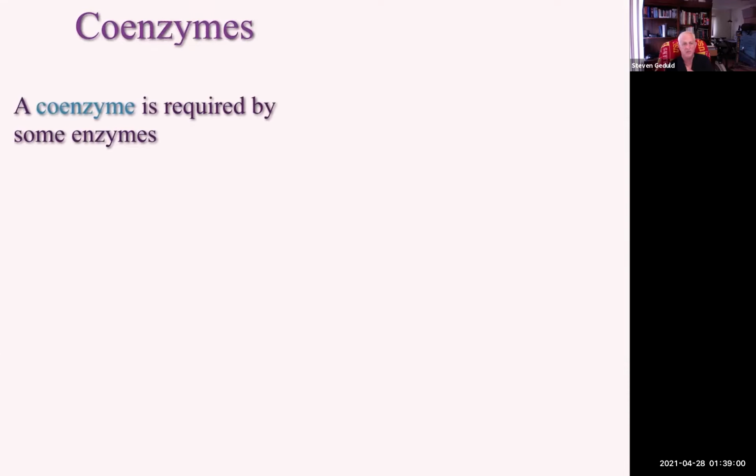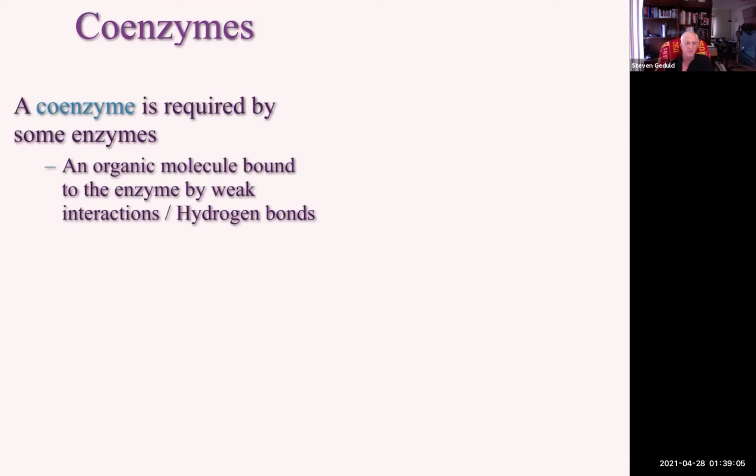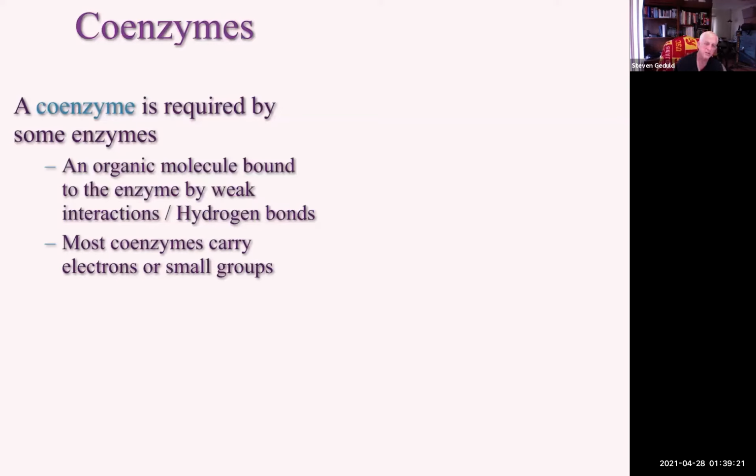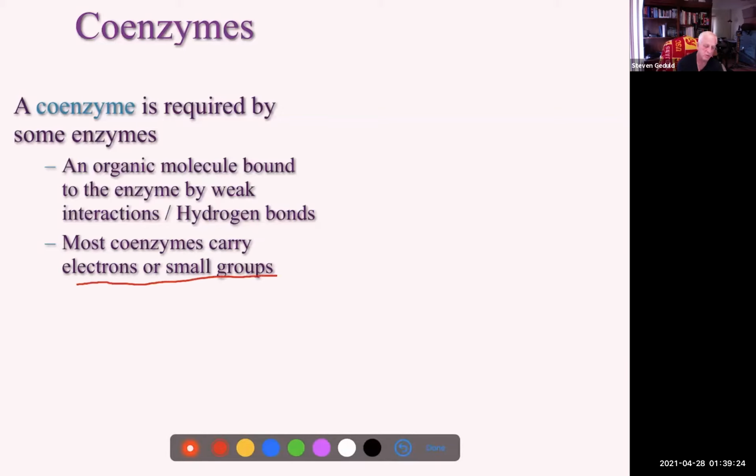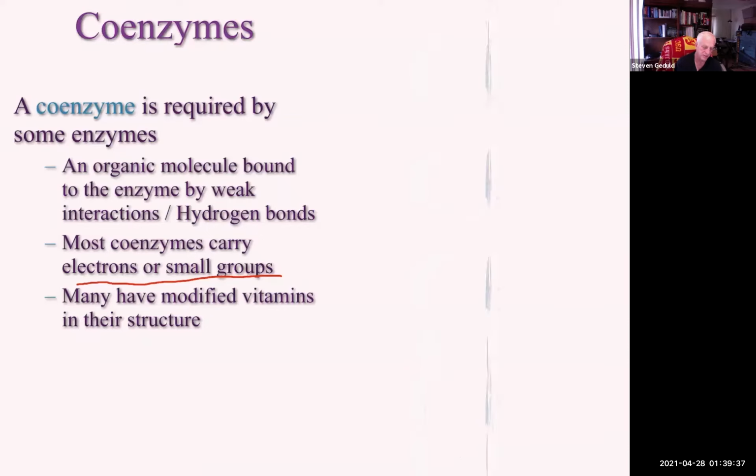So these coenzymes are required by some enzymes. A coenzyme is an organic molecule bound to the enzyme by weak interactions or hydrogen bonds. They don't bind covalently. They bind by weak interactions, hydrogen bonds, salt bridges, things like that. Most coenzymes carry electrons or small groups that modify the shape. Many have modified vitamins in their structure. A lot of times we use vitamins. Vitamins become modified and they become coenzymes to make certain enzymes work.